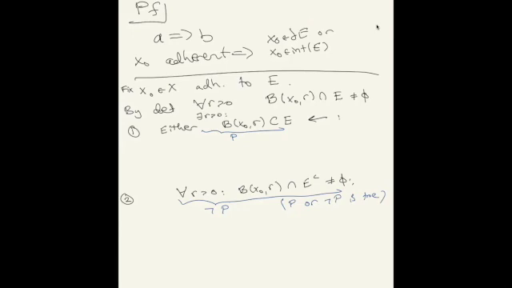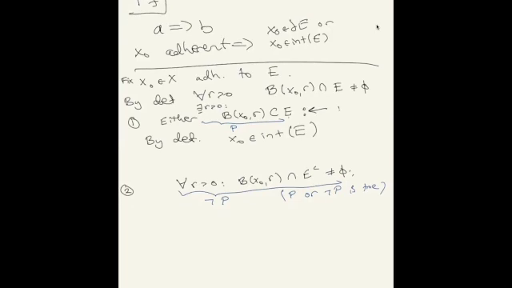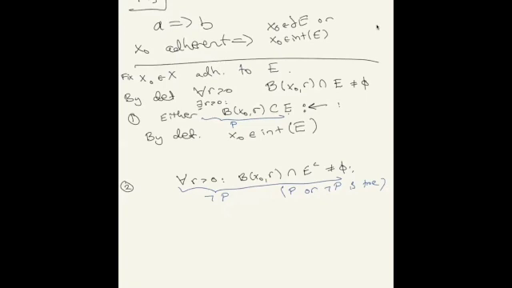So let's see what we get from these cases. In the first case, there exists a positive radius such that B(x0, r) is contained in E, but this means that by definition, x0 is inside the interior of E. This is the definition of interior, that there exists a radius such that this holds. So we have proven one of the parts. In case one, we are in the interior.